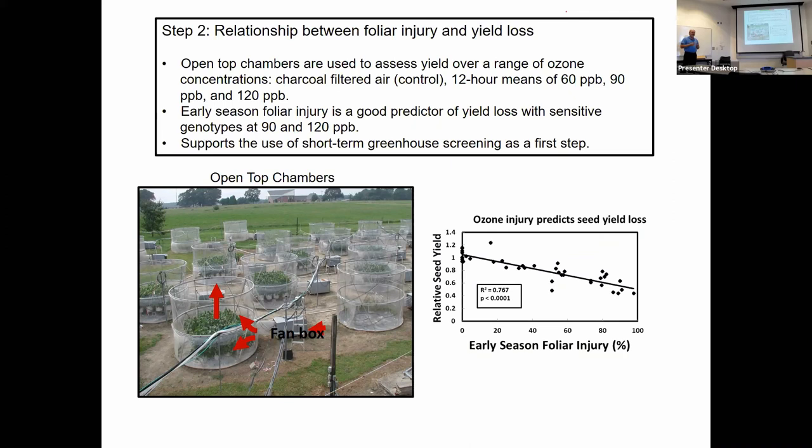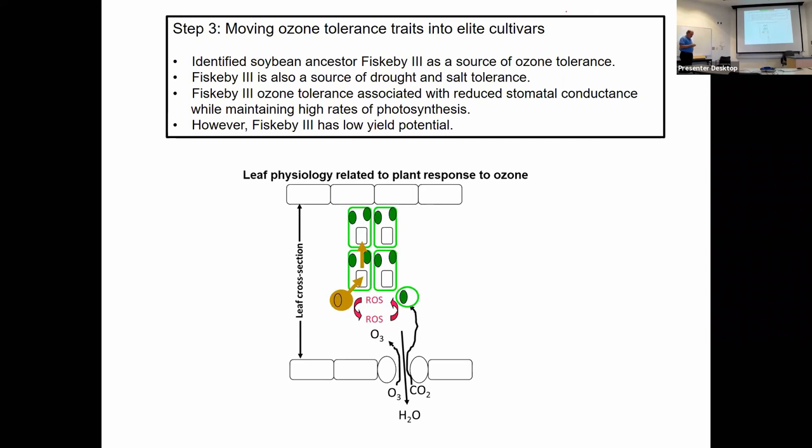So the next question is, what does it take to move these ozone tolerance traits into elite cultivars? Because a lot of these plant introductions where you may have the stress tolerant traits are terrible yielders. They don't yield very much. They have all the kinds of problems about diseases and lodging and things like that. So they are effective sources of tolerance, but they're not agronomically practical.